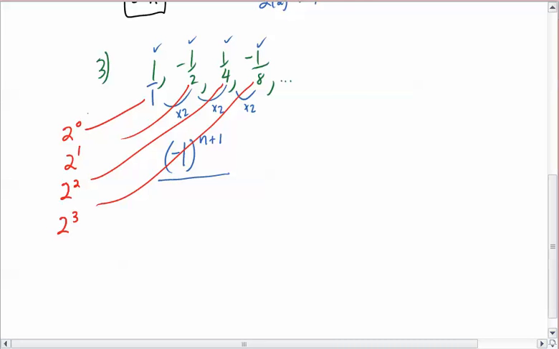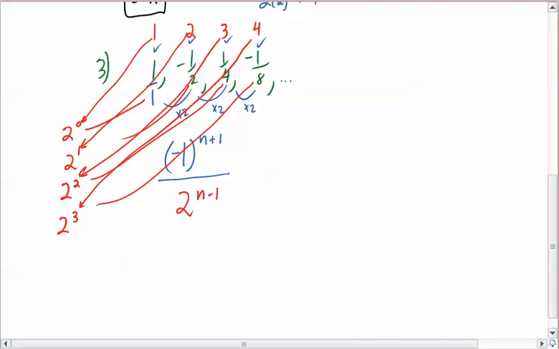So it looks like they're taking a 2 and raising it to not n. Notice this one. If I put in a 1, the power is 1 less than. If I put in a 2, the power is 1 less than. Put in a 3, the power is 1 less than. So it looks like they're saying n minus 1, because the power is 1 less than the position. I'll say that again: the power is 1 less than the position. These are the positions: 1, 2, 3, 4, first, second, third, fourth.